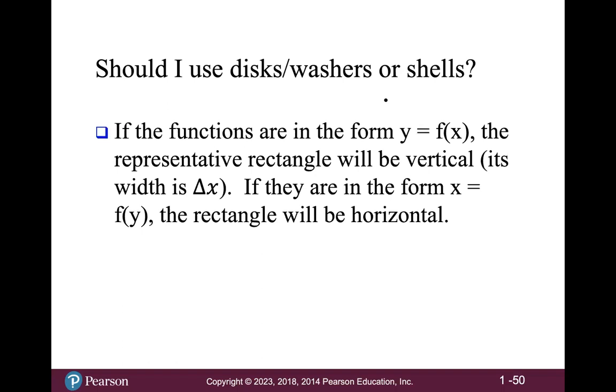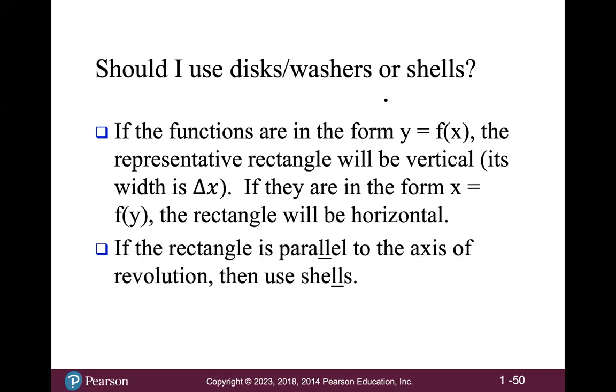If the functions are in the form y as a function of x, then the representative rectangle will be vertical because its width is delta x. On the other hand, if they're in the form x as a function of y, the rectangle will be horizontal. If the rectangle is parallel to the axis of revolution, then you need to use shells. And a cute way to remember that is that the word shell has a pair of parallel L's in it. Okay, so if the rectangle is parallel to the axis of revolution, use shells. If it's perpendicular to the axis of revolution, then you'll use discs or washers.